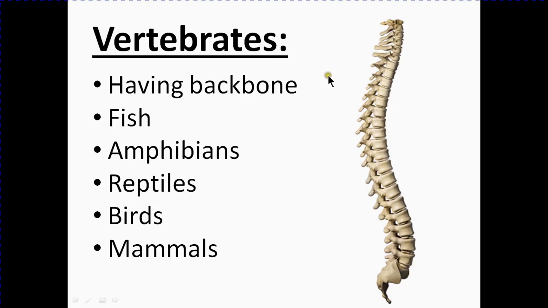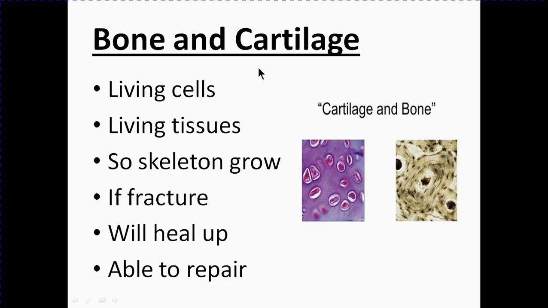Vertebrates actually is a group of animals having a backbone, like fish, amphibians, reptiles, birds and mammals, in which we are also belonging to this group. So all these animals having a backbone are known as vertebrates.